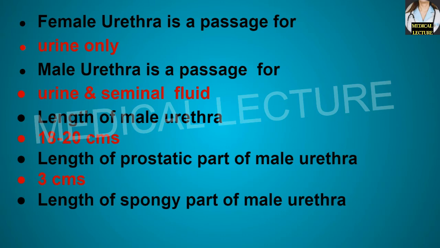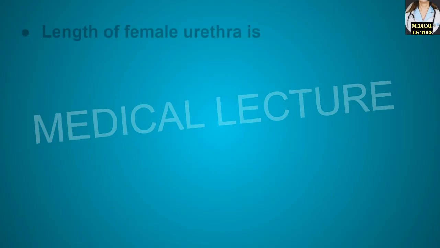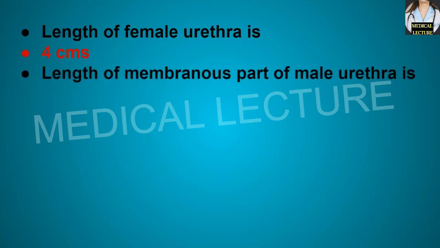What is the length of the spongy part of the male urethra? So it is about 15 centimeters. What is the length of the female urethra? So it is about 4 centimeters. What is the length of the membranous part of the male urethra? So it is about 2 centimeters.